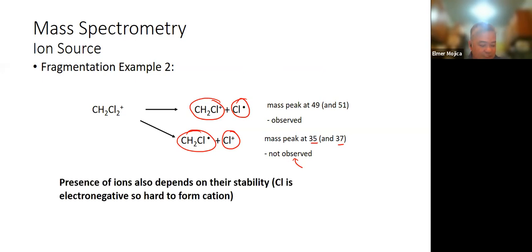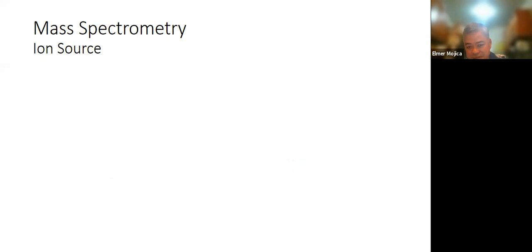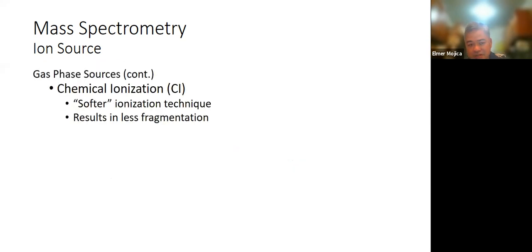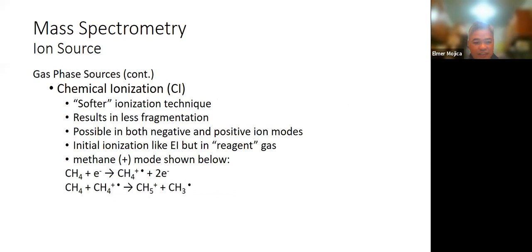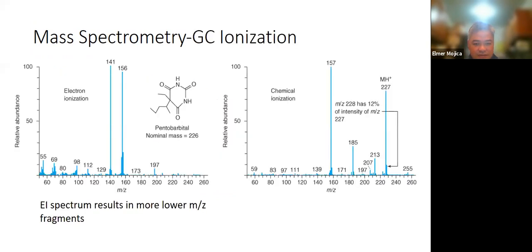Okay, so the presence of ions also depends on their stability. Chloride, it's not electronegative, so hard to form a cation. Okay, so usually in the gas phase that we have, ganito yung fragmentation na meron ka. So this is one that has a molar mass of 226. Usually, seldom you see, okay, yung buong to.